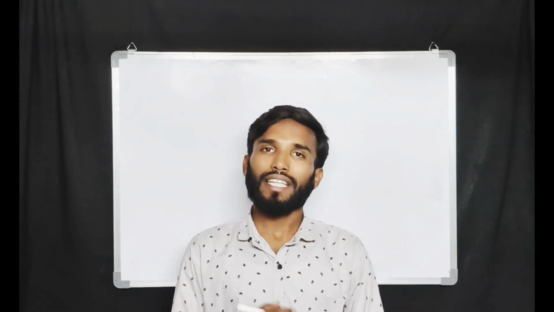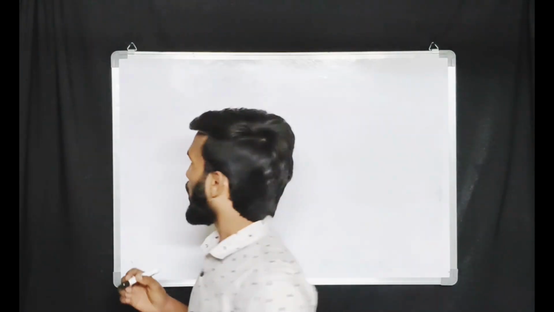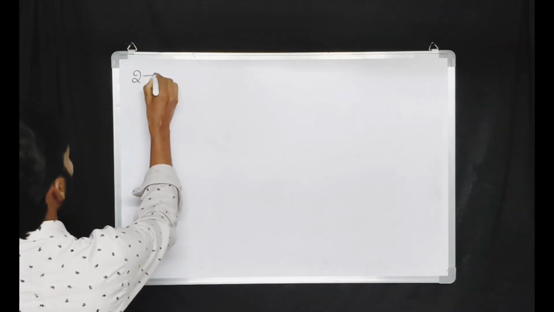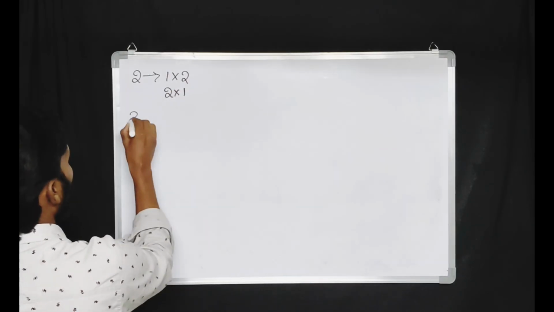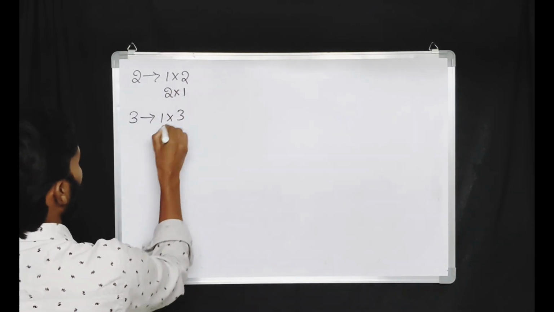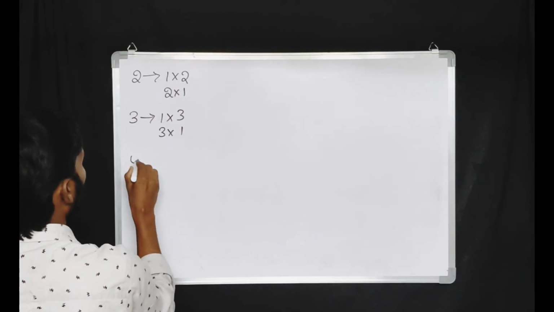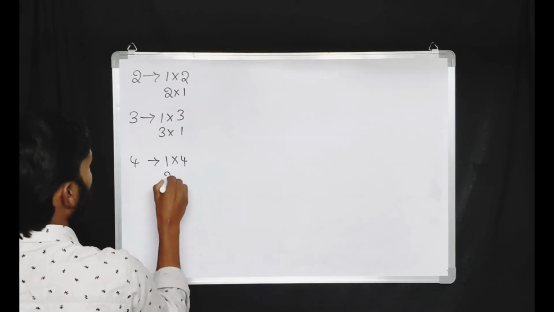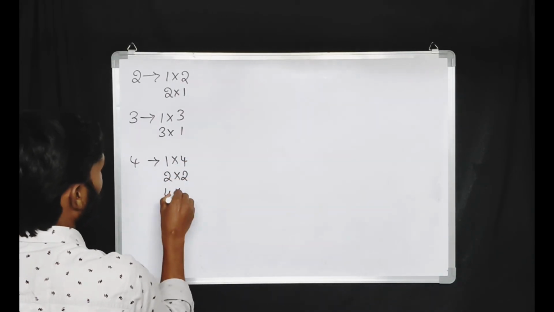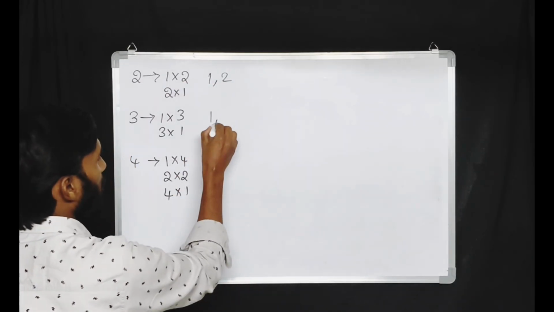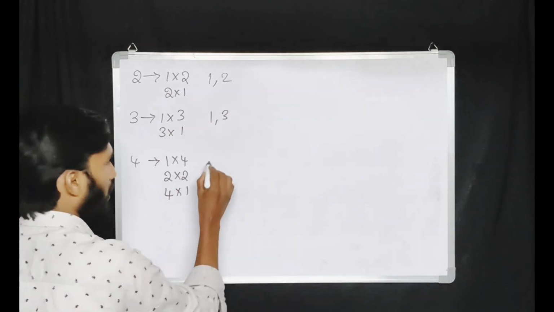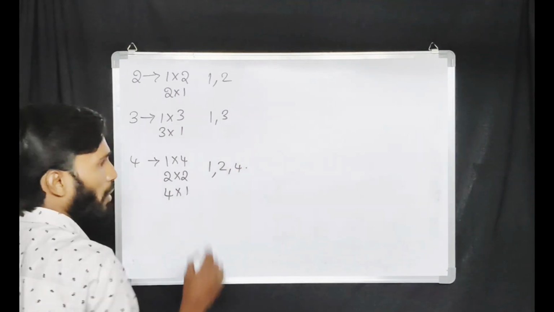As you all know, prime numbers are nothing but numbers having only two factors. We call that a prime number. For example, the prime number 2. How many factors does it have? 1 into 2, 2 into 1. Take 3, 1 into 3, 3 into 1. Take 4, 1 into 4, 2 into 2, 4 into 1. Here the factors are 1 and 2. Here the factors are 1 and 3. Here the factors are 1, 2, 4.